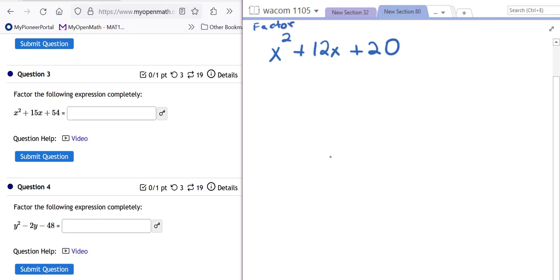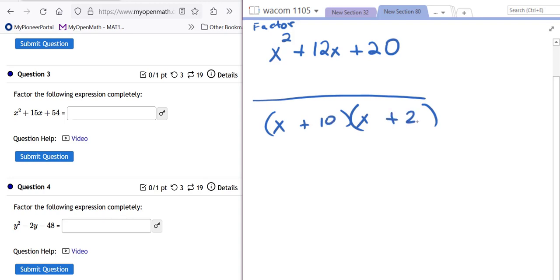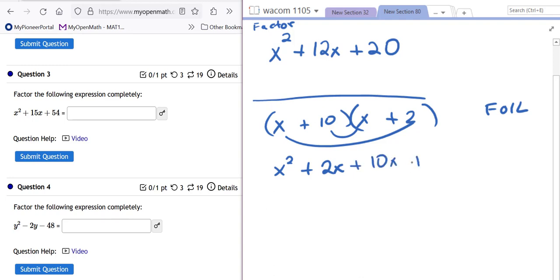So I should have put up what I wanted. This is where we want to get, okay? So we are going to backtrack for a little bit and say, what if I had this? All right, so this would be a FOIL. And because parentheses side by side, we multiply. So x times x is x squared plus 2x outside plus 10x inside plus 20. And your outside and inside usually combine.